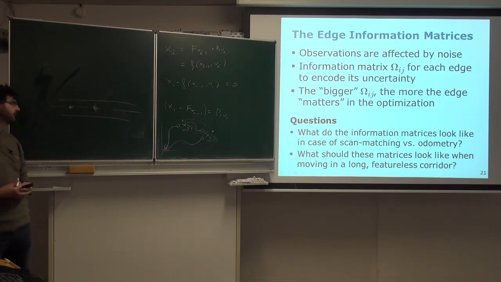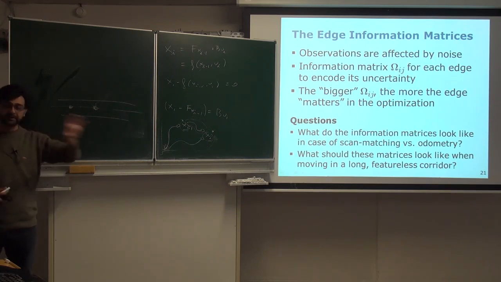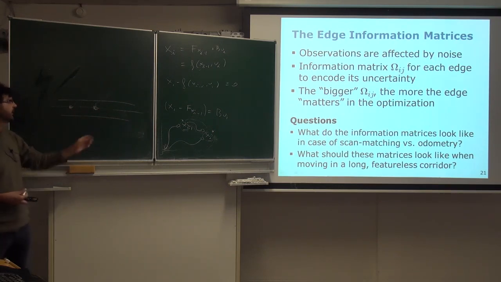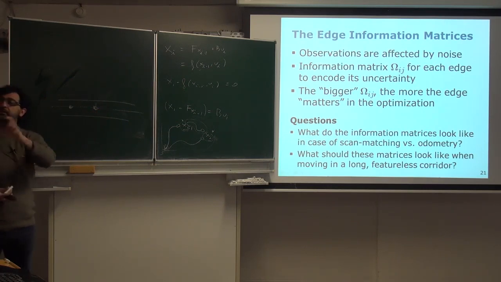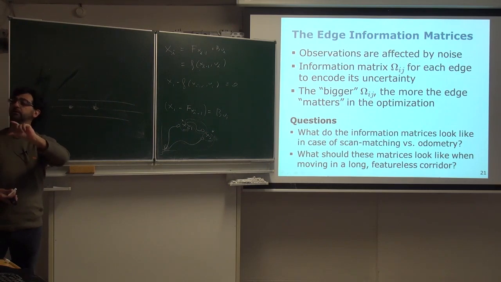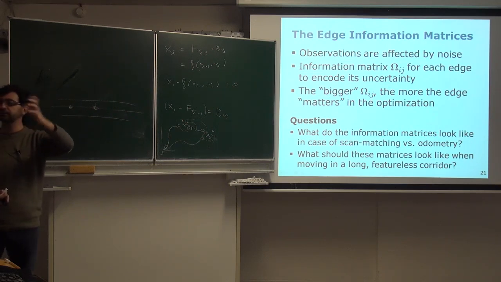Okay? In mathematical terms, this means that if you look at the covariance matrix, there will be an infinite covariance, as we've seen before. So it's really uncertain where the robot can be. In terms of the information matrix, this is zero information. So I cannot tell you anything about that. And these are related by the fact that the information matrix is the inverse of the covariance matrix. So if you just take one direction, 1 over 0 is infinity.